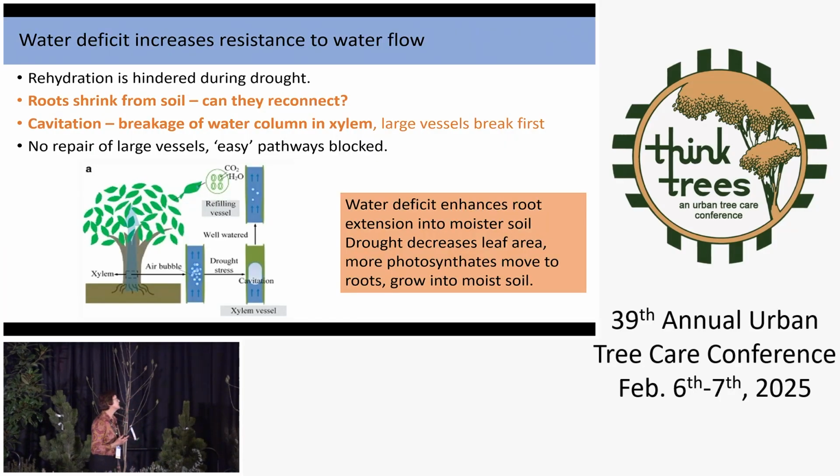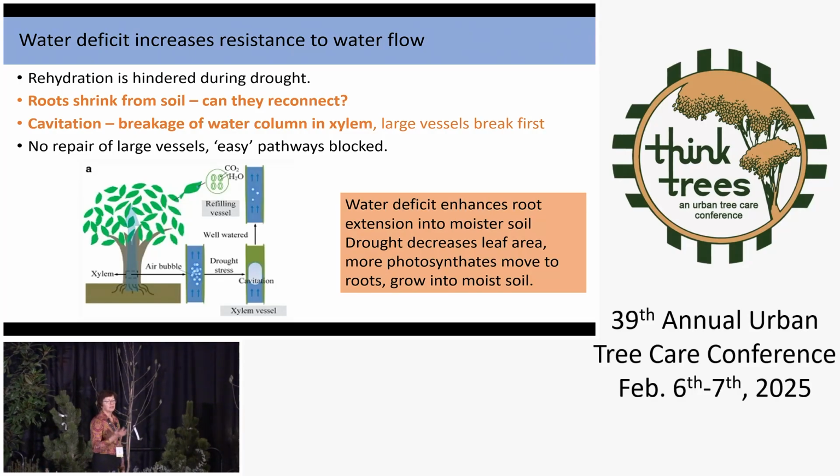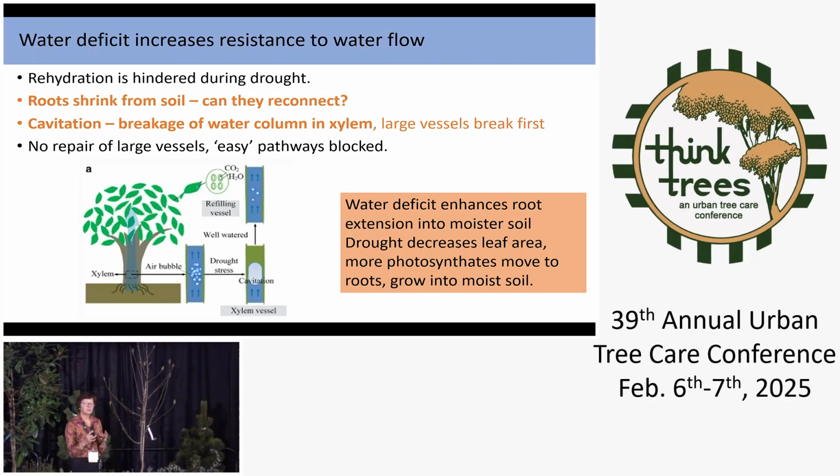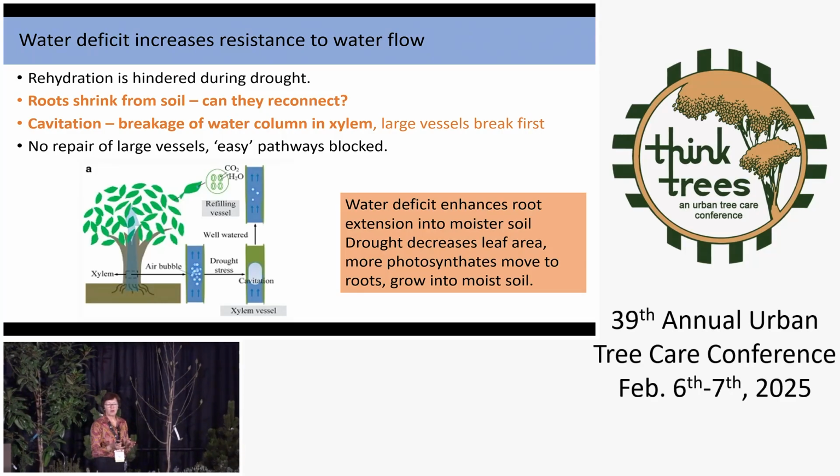So the water deficit increases the resistance to the water flow. Rehydration, of course, during drought is hindered. But then another thing happens that is detrimental for the long term of the plant. The roots shrink from the soil. And the question is, can they then recuperate again? Can they swell again enough? And can they make contact with the soil? Because once the roots are not well connected to the soil, some of the water that may be reapplied may just run through.